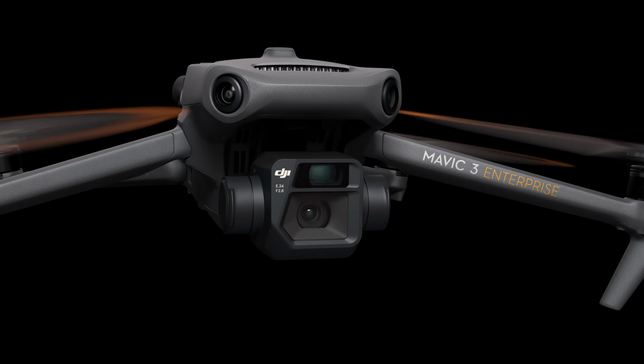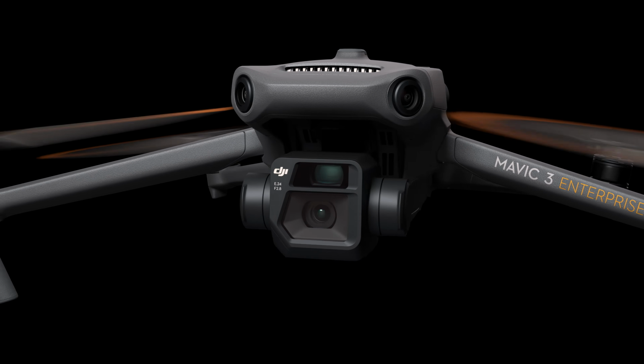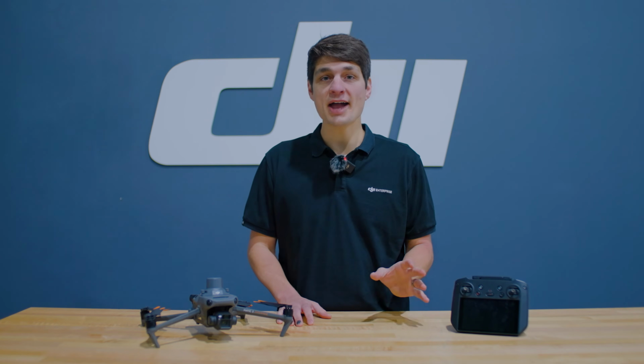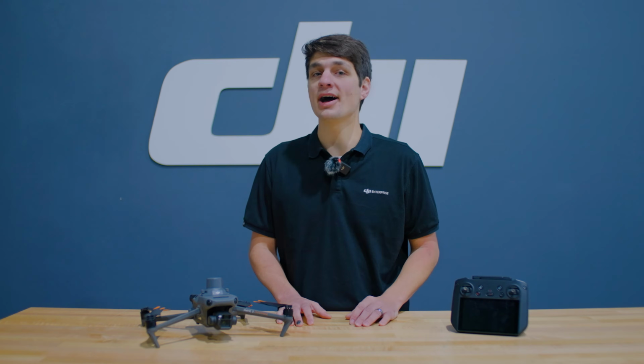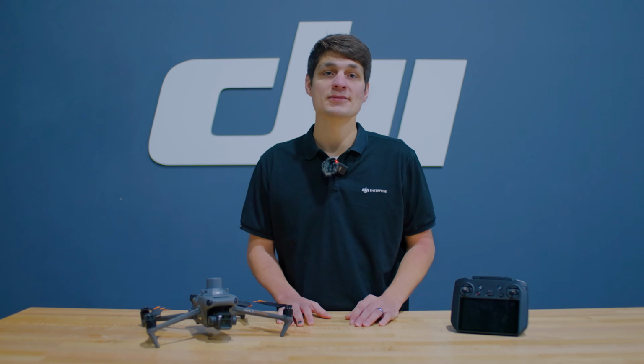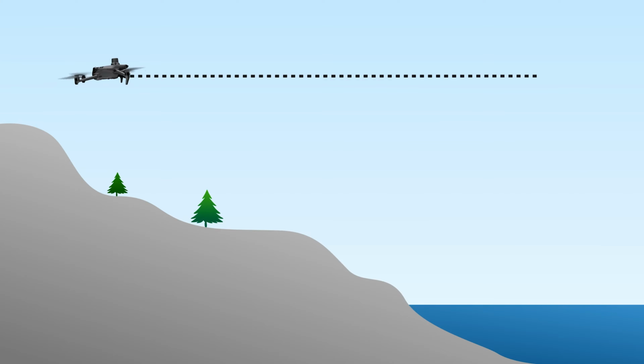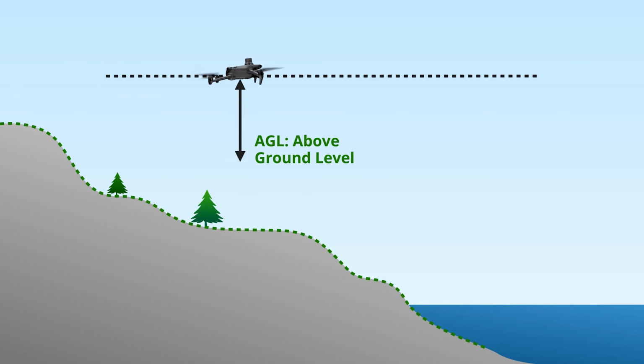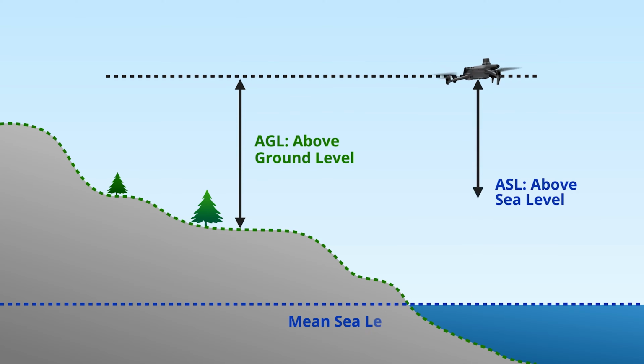Today's topic is the methods of terrain following using DJI products. But first, let's define a couple of acronyms to help us better understand our altitude and our surroundings. When talking about drones' altitude, the most common terms are AGL and ASL. AGL, or above ground level, is how high off the ground the drone is. ASL stands for above sea level, or the altitude above the mean sea level on Earth.